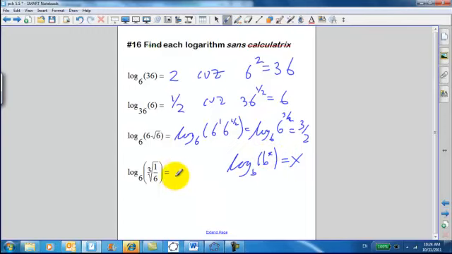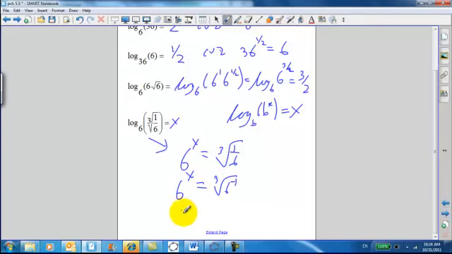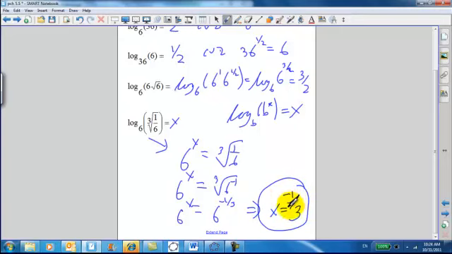Now this one gets really tricky, so another technique is to say, well, let's let it equal x and rearrange it, and say 6 to the x equals the cube root of a sixth, and then start writing both sides as a power of 6. So this is the cube root of 6 to the -1 power, so 6 to the x equals 6 to the -1/3 power. Therefore we get x equals -1/3.